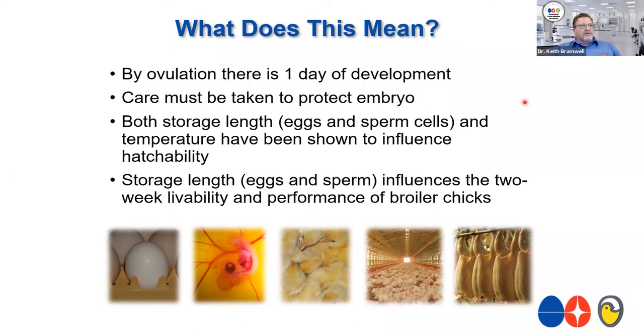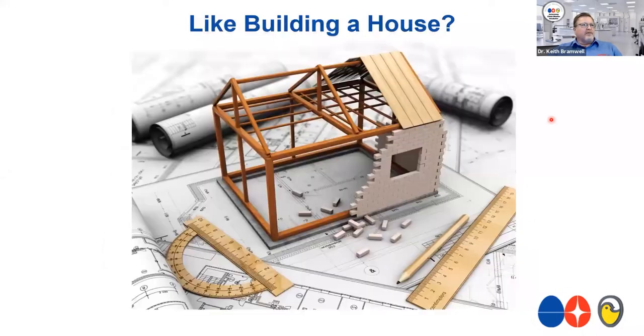Storage length, both eggs and sperm cells, have been shown to influence hatchability, but they've also been shown to negatively affect 2-week livability and performance of broilers and birds. The work we did was on broilers, but it would be bird performance, because if you stress some embryos to the point some died, well, the others that did not die were also stressed, and we know that stress has a negative effect on performance. So we see this linger throughout performance.